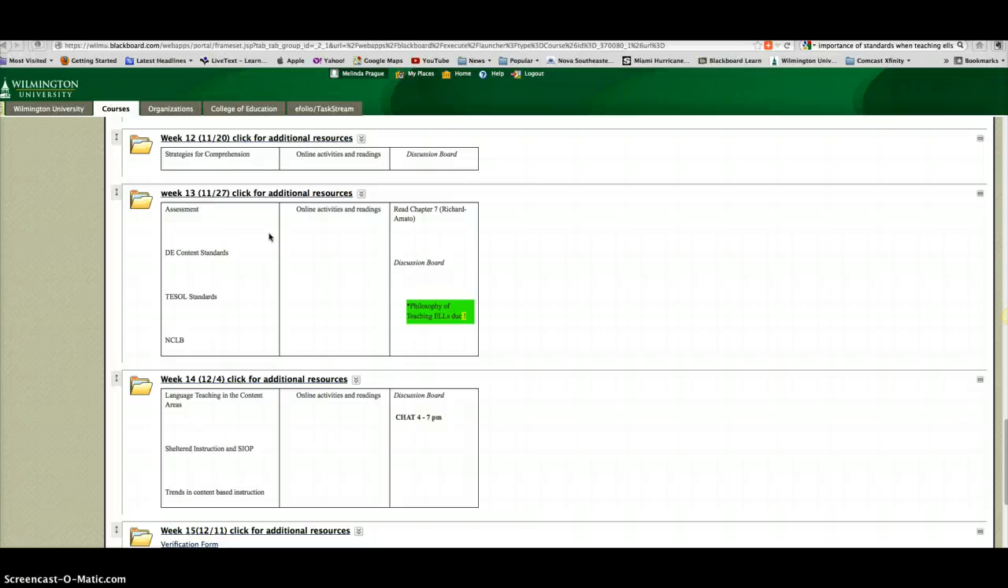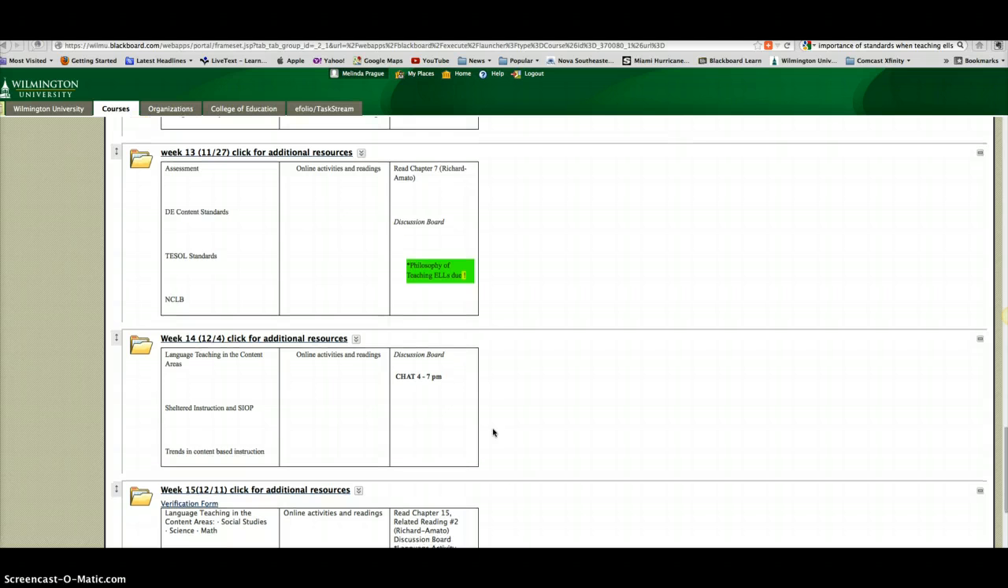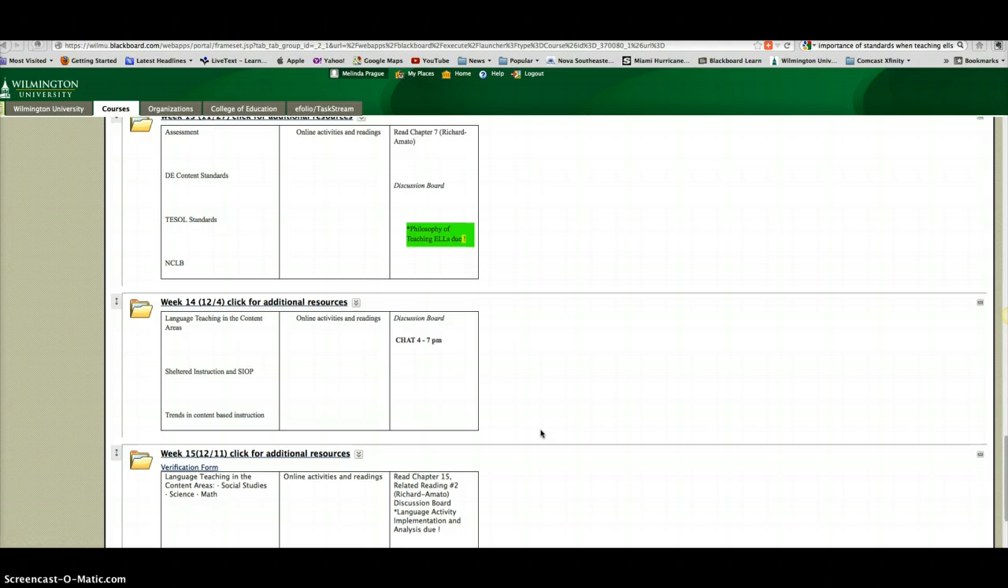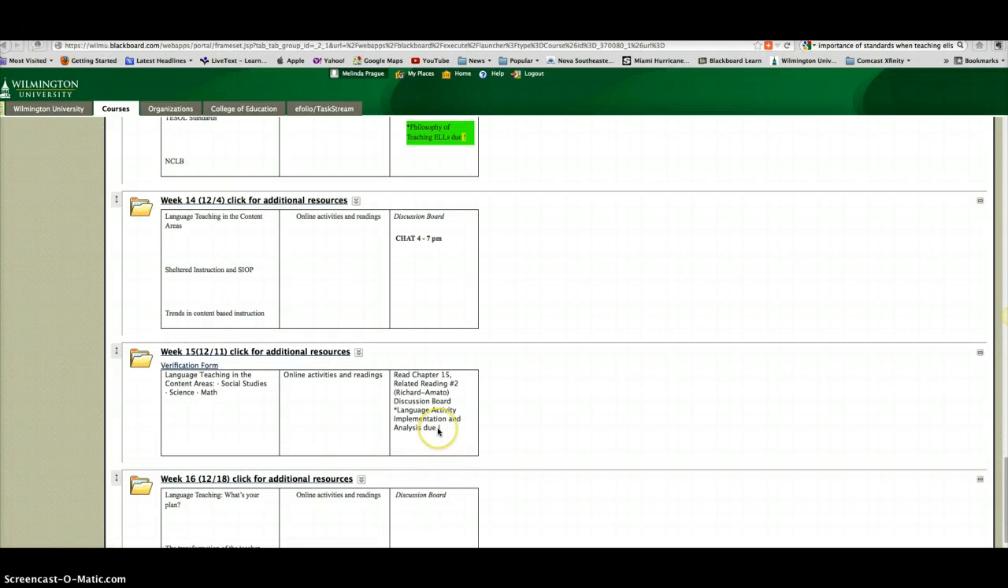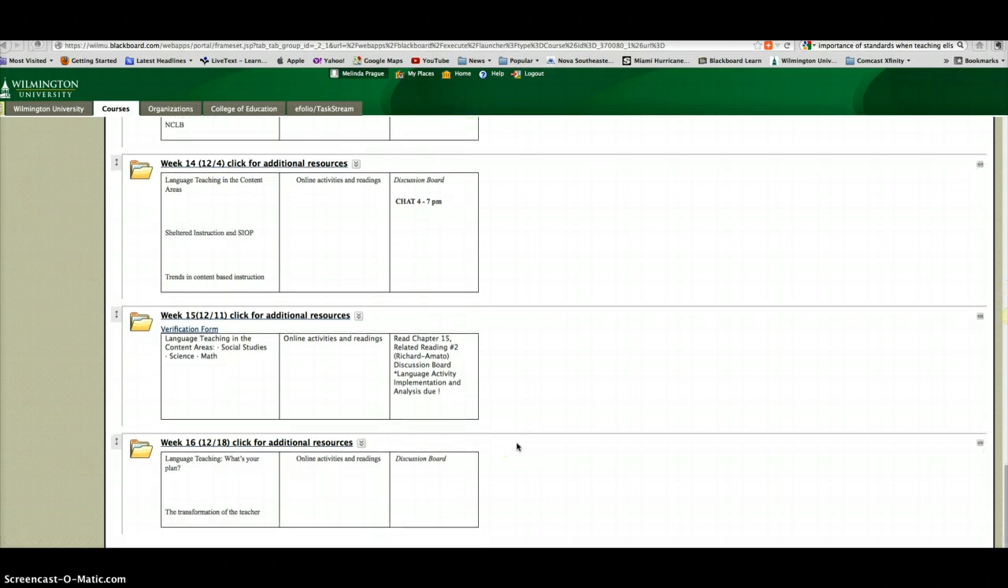I'm starting this week on our assignment page so you can see how close you are to the finishing line. We've got this week, and then next week your philosophy of teaching ELLs is due. The following week we will have a chat, and then finally you have your language activity implementation and analysis due.